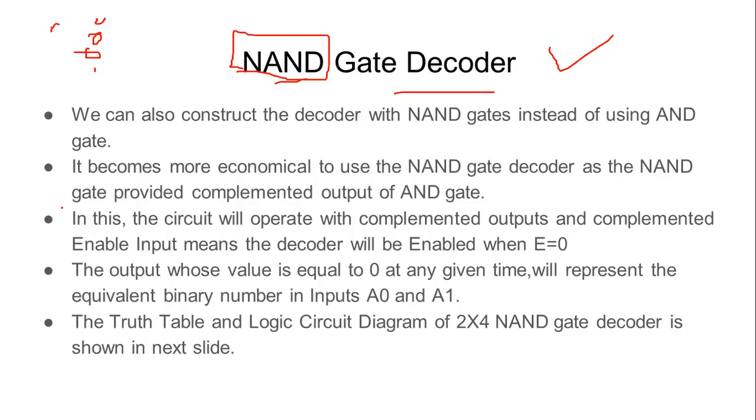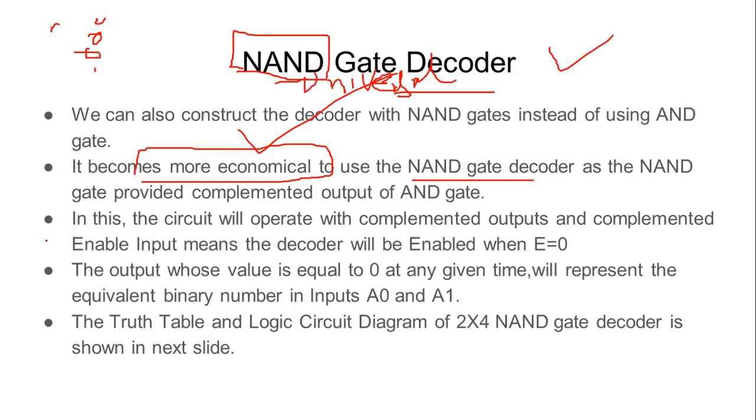So the idea is that NAND gates are considered more economical than AND gates. The reason being, NAND and NOR are considered the universal gates. If you remember this, it means I can design any particular logic gate using the NAND gate or the NOR gate. So that's why these are considered more economical, as the NAND gates provide complementary results. So in this, the circuit will operate with the complemented outputs.